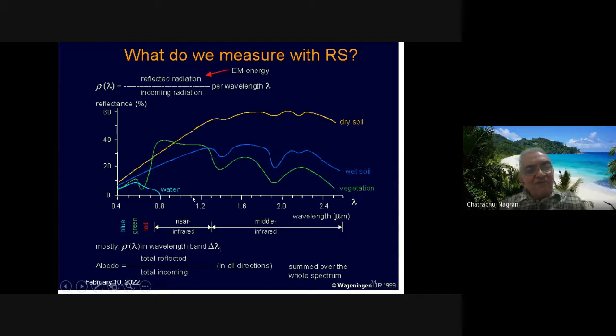Now, suppose I have 3 equations and 3 unknowns. Again, I can solve the equations and find out whether it is dry soil, wet soil, or vegetation. So it is only from spectral signatures that you can find out the characteristics of the targets that are there on the earth. You are measuring only radiation, and from the radiation measurement, you are deriving various parameters of the targets.